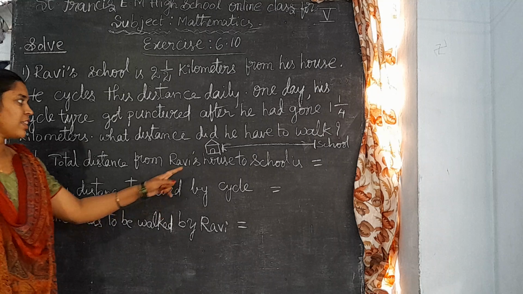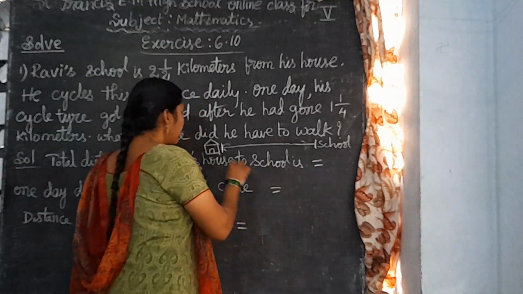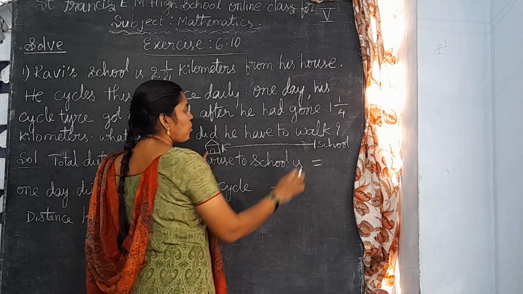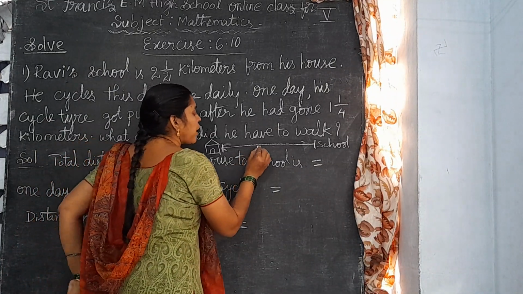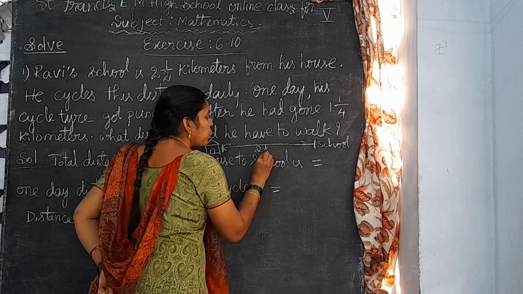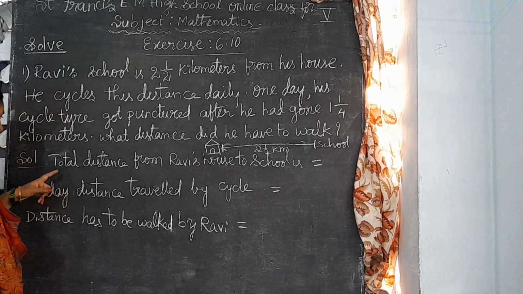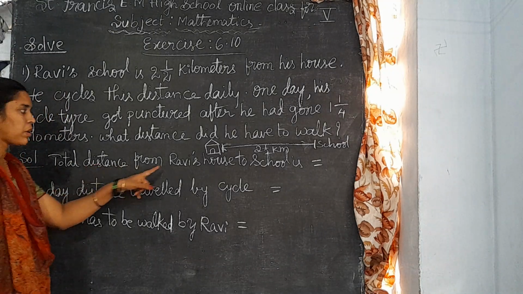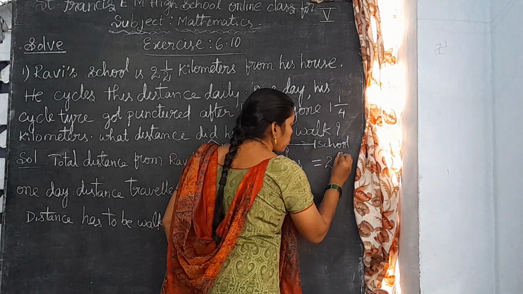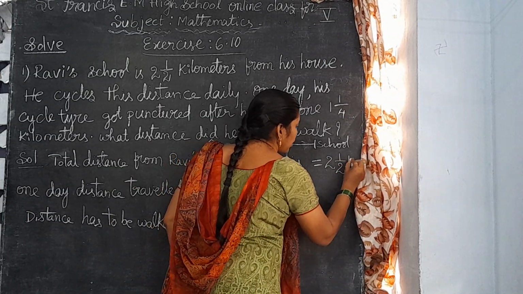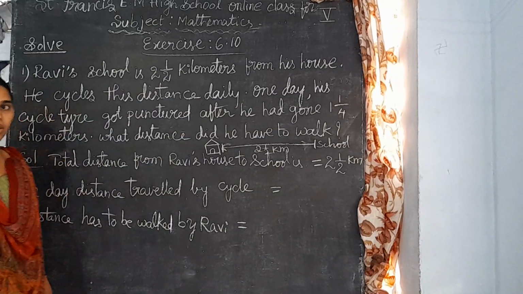See children, this is Ravi's house. Suppose this is school. Ravi's house to school. How much distance? Total distance is 2 1/2 kilometers. Km means kilometer. That we have to write. Total distance from Ravi's house to school is 2 1/2 kilometers. Okay.